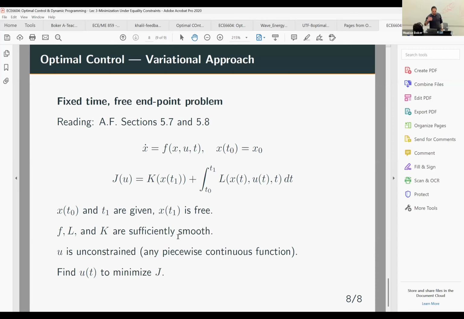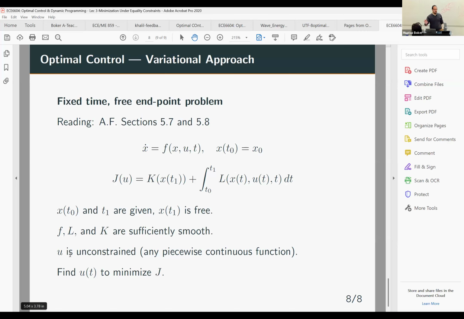f, L, and K are, obviously, as the typical assumption we make throughout this course, all the nonlinear functions are assumed to be sufficiently smooth. By sufficiently smooth, meaning continuously differentiable. So we can continuously differentiate them, and every time we differentiate them, the result will be continuous, right? You can see it also in papers. Instead of continuously differentiable, you can also see sufficiently smooth, okay?